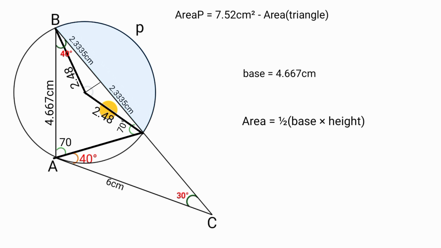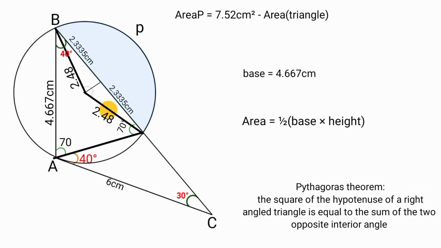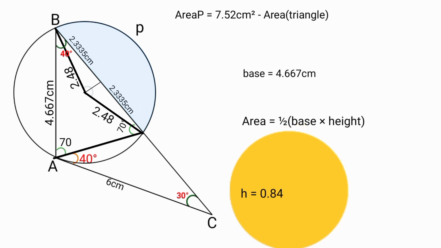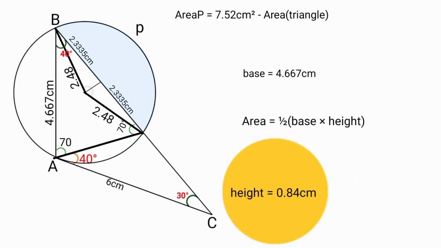The Pythagorean theorem, we all know, states that the square of the hypotenuse of a right angle triangle is equal to the sum of the squares of the two other sides. If we apply this here now, since this is the hypotenuse, 2.48 squared equals 2.3335 squared plus height squared. Making height the subject, height equals square root of 2.48 squared minus 2.3335 squared, which equals 0.84. So height equals 0.84 centimeters.